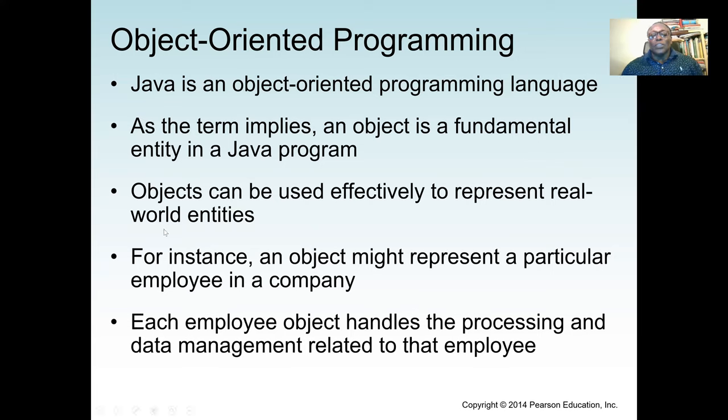So again, Java is an object-oriented programming language. And as the term implies, an object is a fundamental entity in a Java program. Objects can also be used effectively to represent real-world entities. For example, I gave us a vehicle. We can have an object of employee, a person, student, etc.